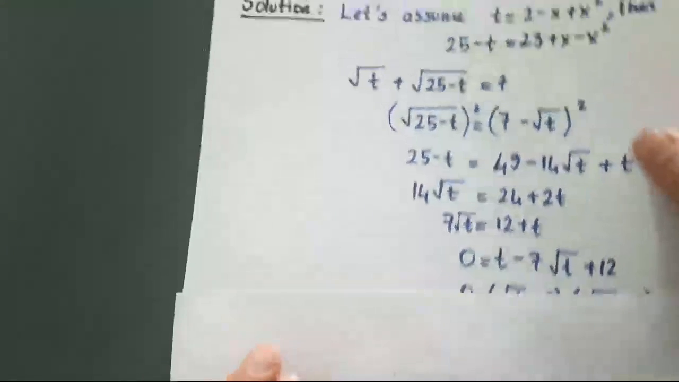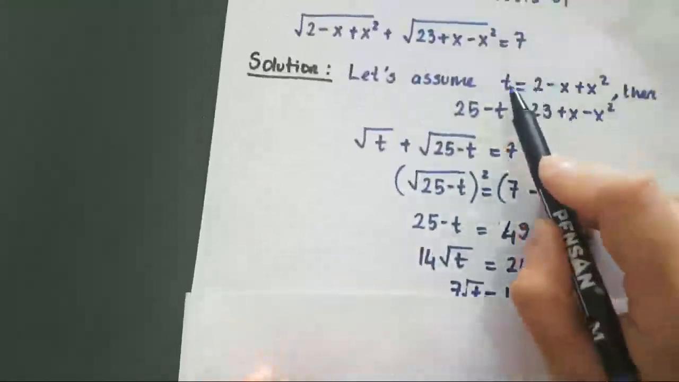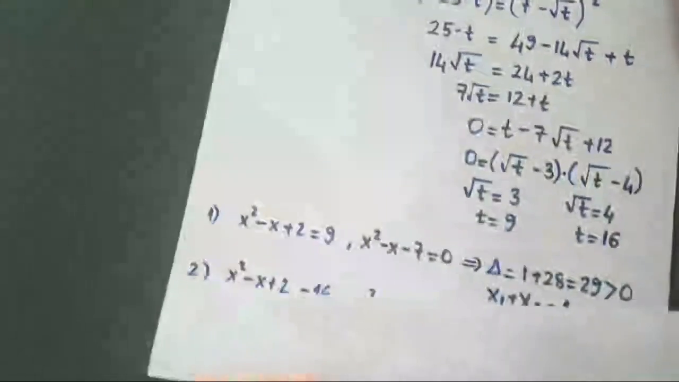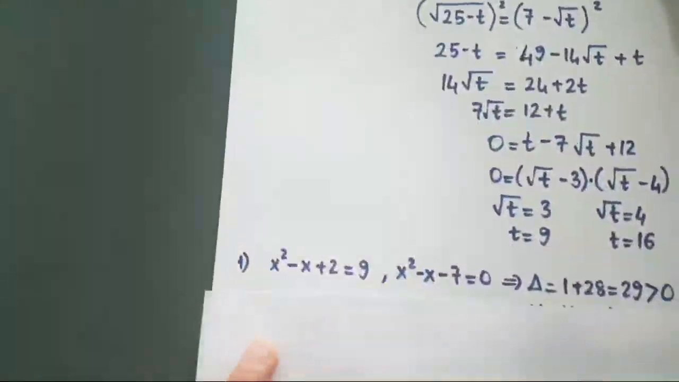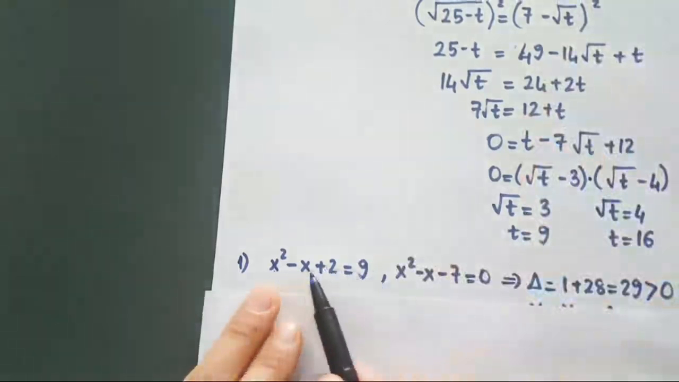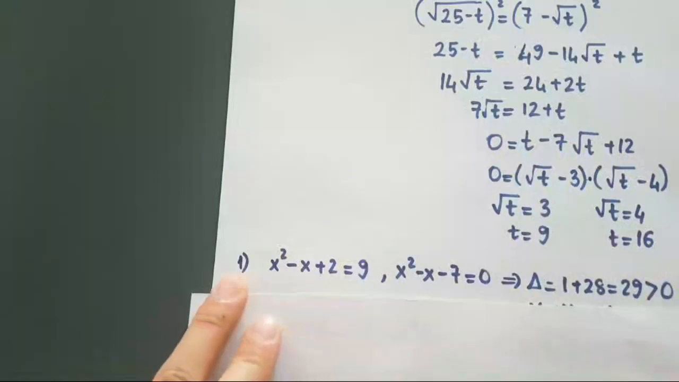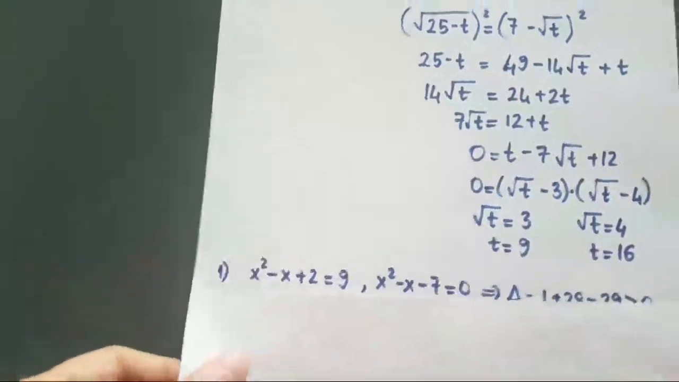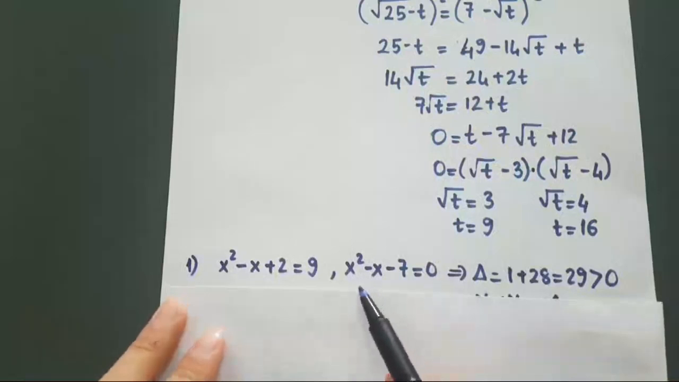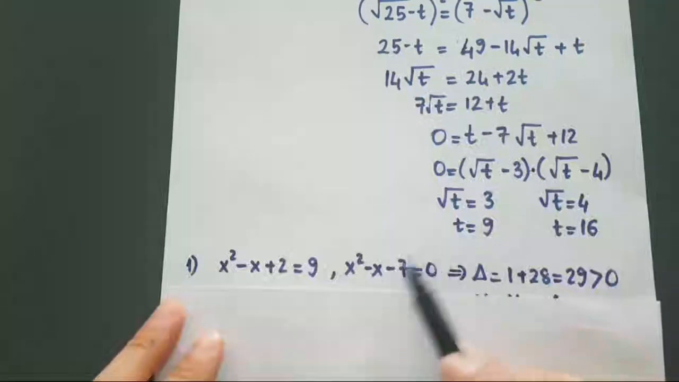So let's go back. What was t? T is 2 minus x plus x to the power of 2. Let's substitute it now. If t is equal to 9, which means that x squared minus x plus 2 is equal to 9. The simplest form of the quadratic equation is going to be x squared minus x minus 7 is 0. From here, if you check, delta is greater than 0, you're asked the sum of the roots.